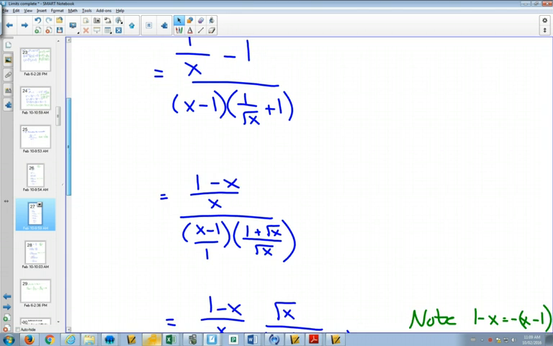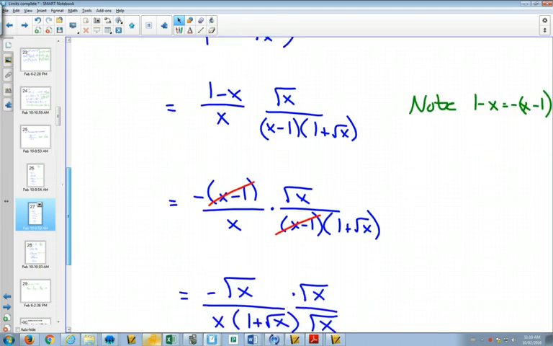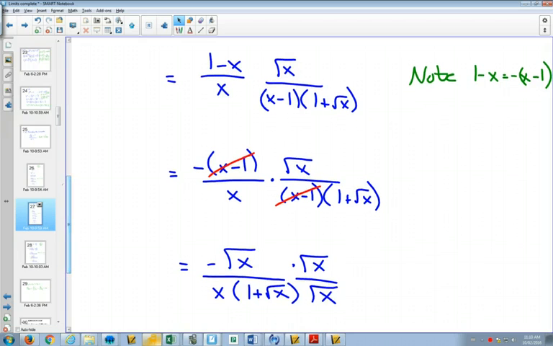I can now multiply by the reciprocal. So here, I flip this one. I'm going to get root x over x minus 1, 1 plus x. And again, we have to use that special note, that if I factor out the negative, then these ones are going to cancel out. And now I'm left with a root x on top again. So by trying to rationalize early, when I simplified my fraction, I still got a square root in my numerator.